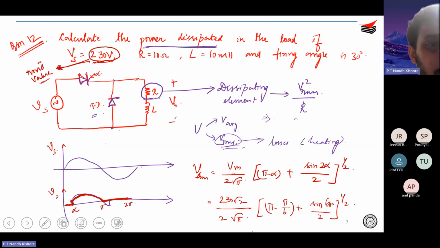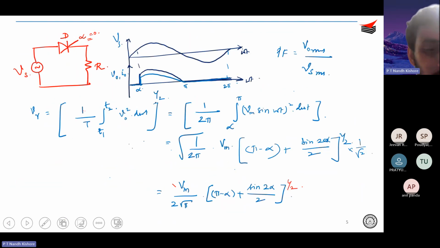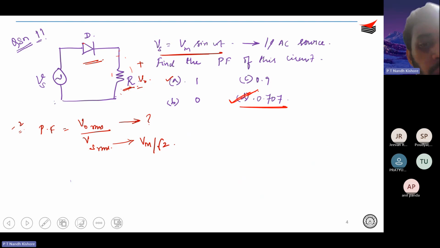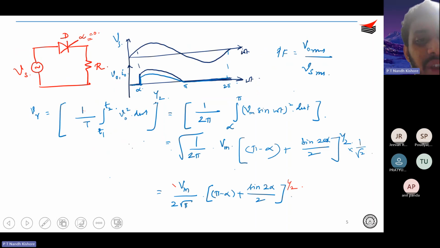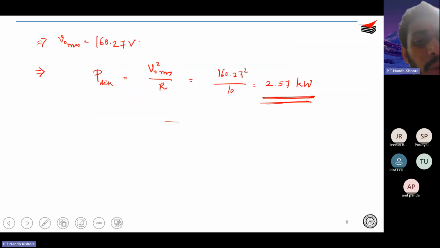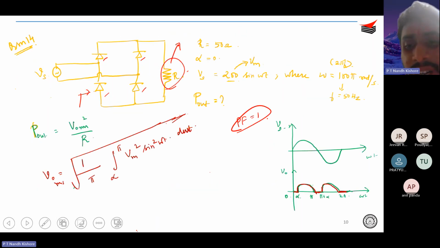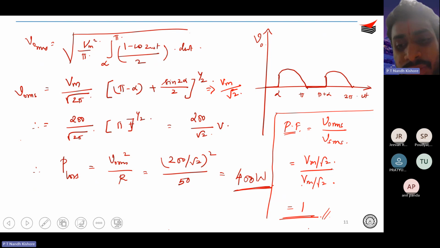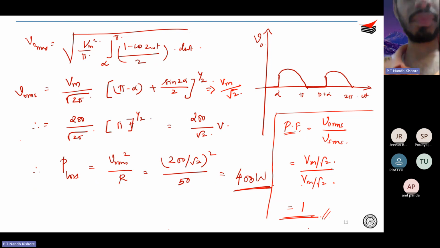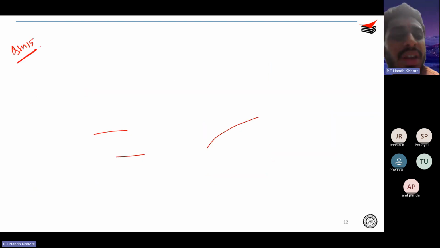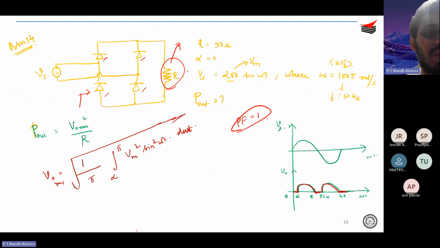However, for the first problem that we saw over here, the power factor was not unity, it was 0.707. We just had one diode in series, correct? However, in the case of a full bridge, you have a power factor of unity, right? This is something that's interesting. Okay, got it. If any doubts, you can of course ask me. Okay, we can move on to the next question.